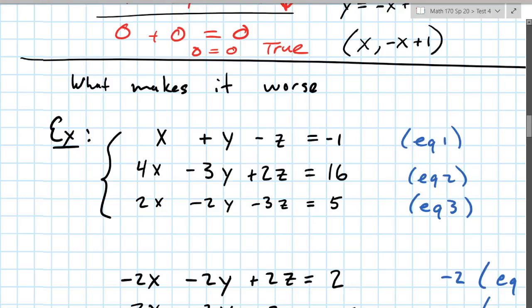Let's make things more interesting. Let's use 3 equations and 3 unknowns. Graphically speaking, if we have 2 equations and 2 unknowns, what we're talking about are lines and where lines intersect. But with 3 equations and 3 unknowns, we're talking about planes and where planes intersect.